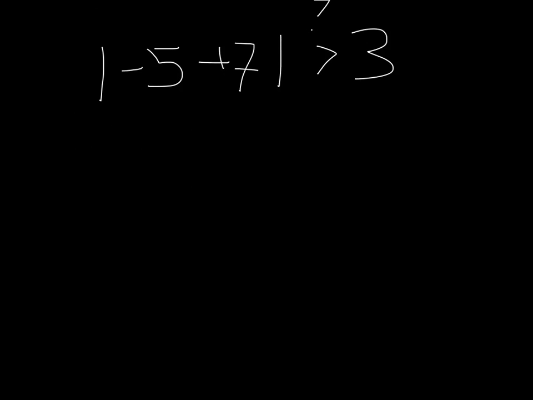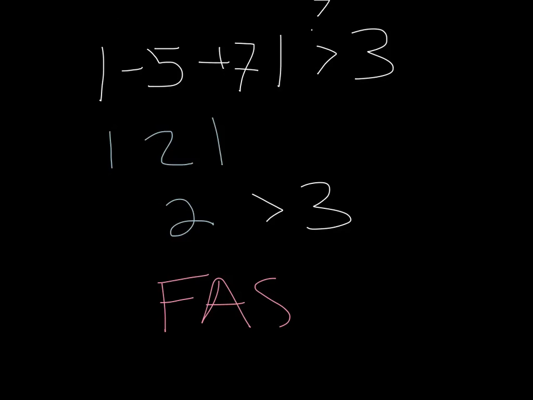Well, absolute value of negative 5 plus 7, of course, gives us a positive 2, which of course is 2. And let's bring down this greater than 3. Is 2 greater than 3? No, it is not. So we know that this statement is, oh, you like that? False.